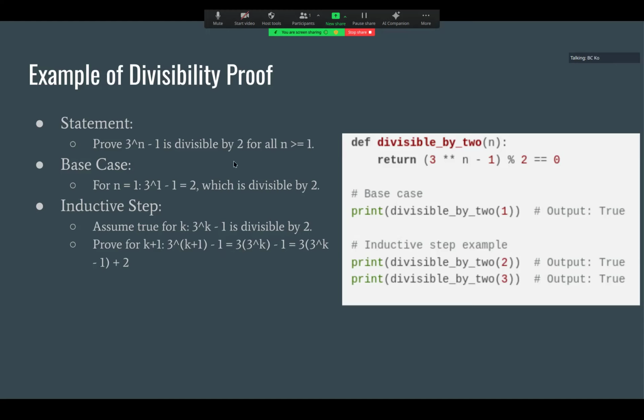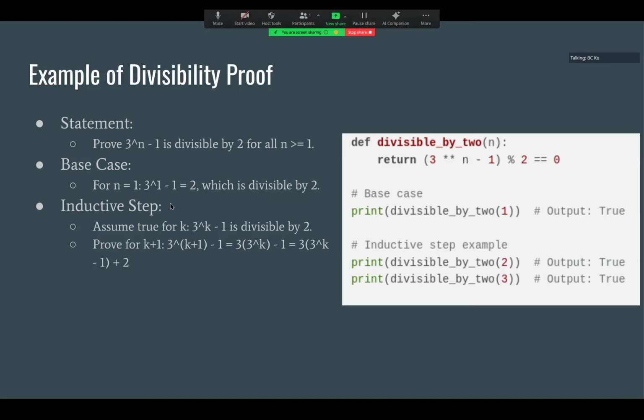Then for the base case, we check n equals 1. So we will replace n with 1. Then we will get 3 to the 1st power minus 1, and this comes out to be 2. And we can verify that 2 is divisible by 2. And for the inductive step, we will assume the statement is true for n equals k.